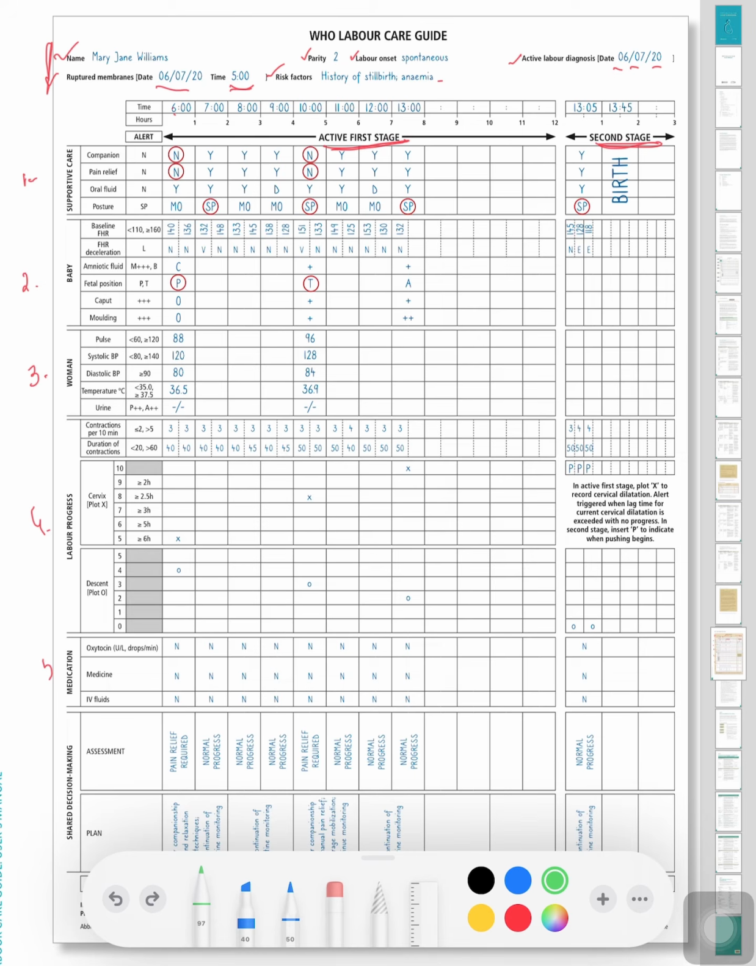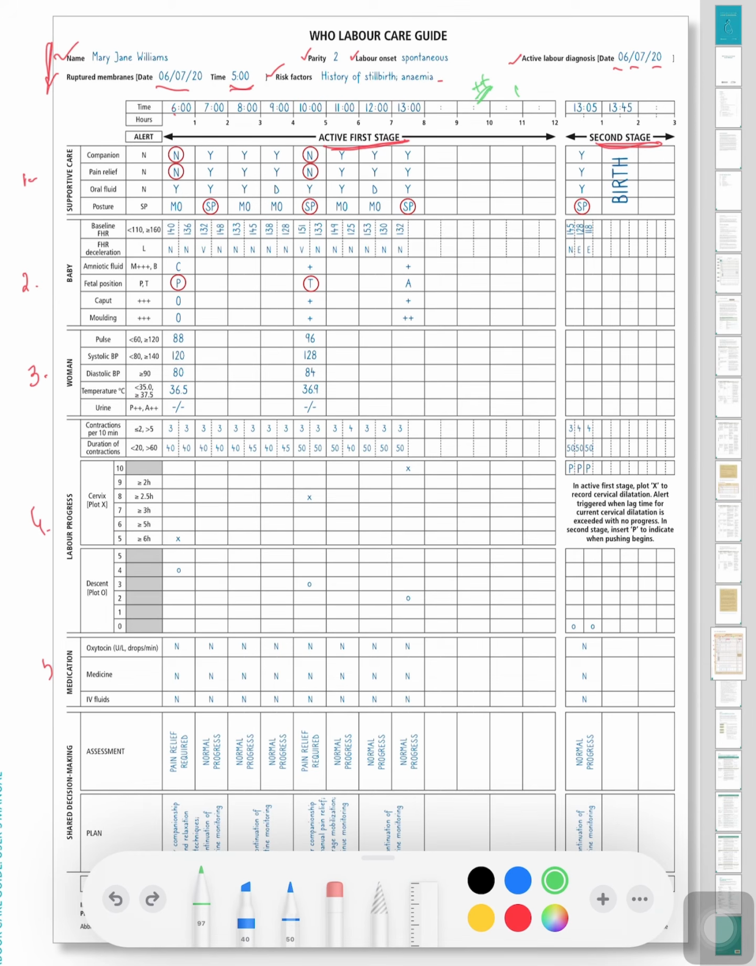Now caput molding: if it is not present or if it is plus or plus plus, it is totally fine. But if it is plus plus plus, that is an alert. You have to be aware of that. When she came, caput molding was 0. After a few hours, it was plus for both, and at 1 o'clock it was plus for the caput and plus plus for the molding, and that is totally fine. That was okay. So this is nothing to be worried about. That was about the care of the baby.